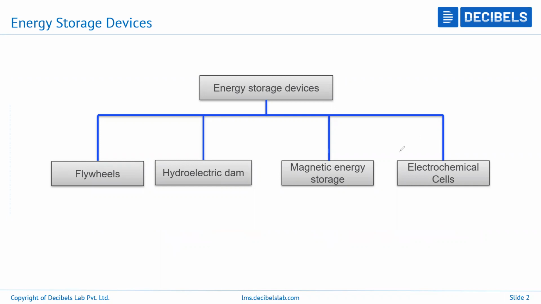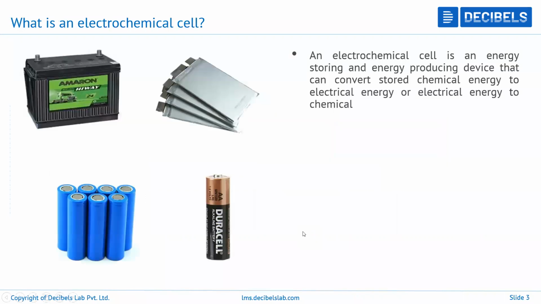Okay, so as I said, our focus will be on electrochemical cells or batteries. Proceeding further, what is an electrochemical cell? Well, it can be simply defined as an energy storing and energy producing device that can convert the stored chemical compound energy to electrical energy, or vice versa, electrical energy to chemical energy.